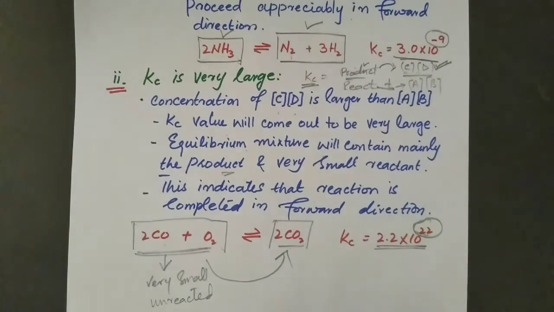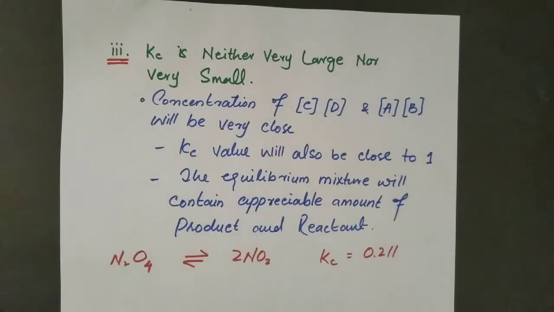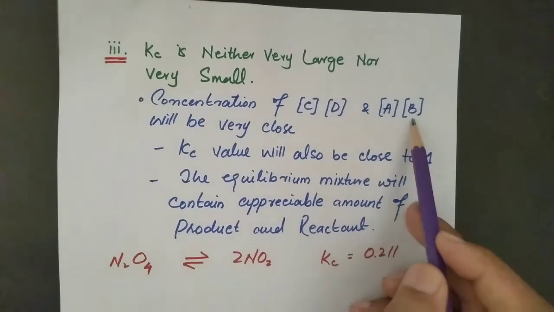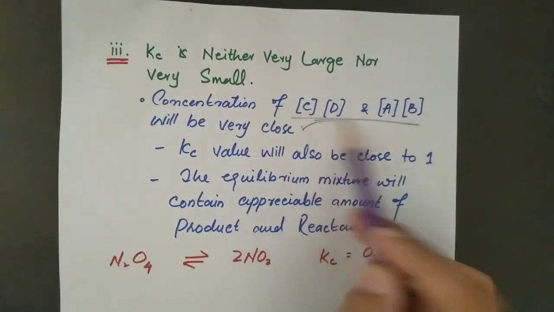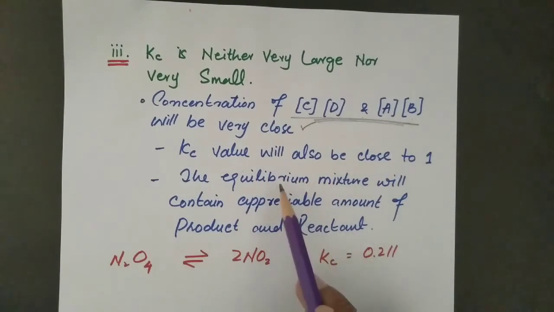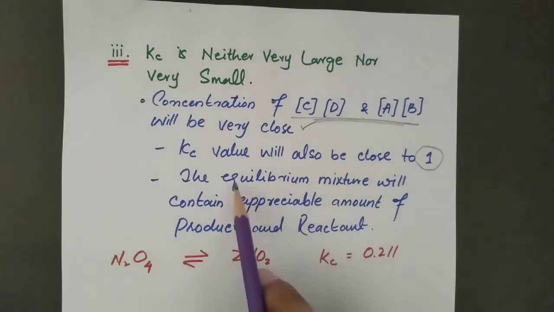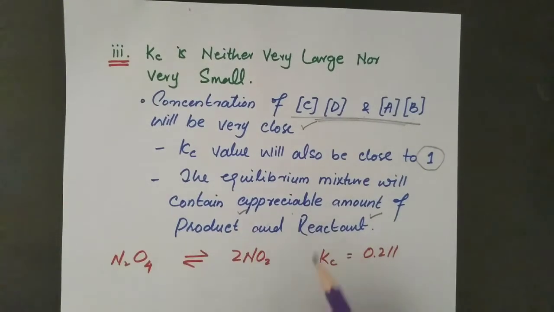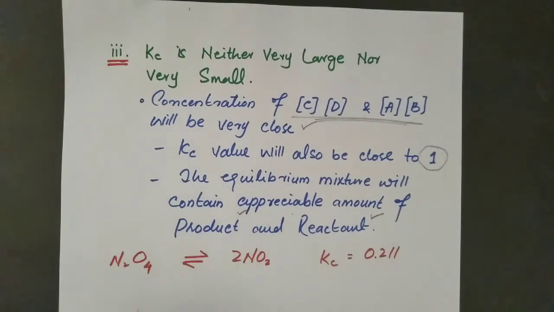Let's move to the third case. The Kc value is neither very large nor very small. The concentration of C and D and the concentration of A and B will be very close to each other. When their concentrations are close to each other, the Kc value will also be close to 1. It means the equilibrium mixture will contain an appreciable amount of reactant and product, approximately equal amounts.